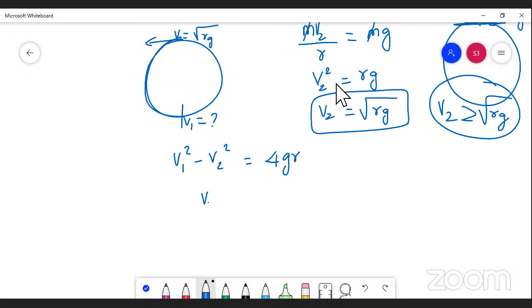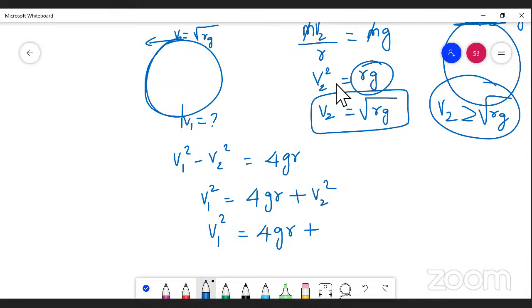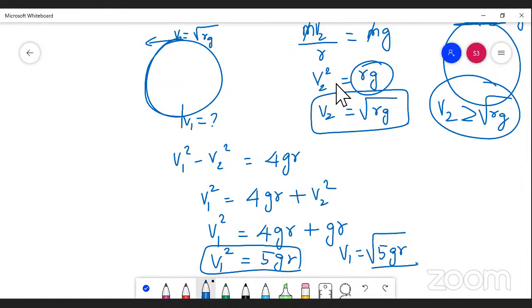What is V1 squared equal to? V1 squared is equal to 4GR plus V2 squared, so 4GR plus GR. Am I right? So V1 squared is equal to 5GR. So V1 is equal to the square root of 5GR.